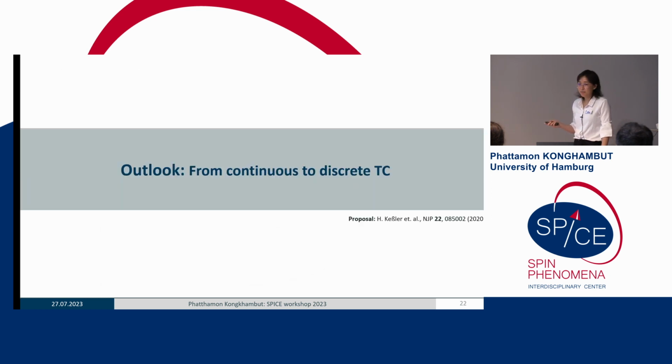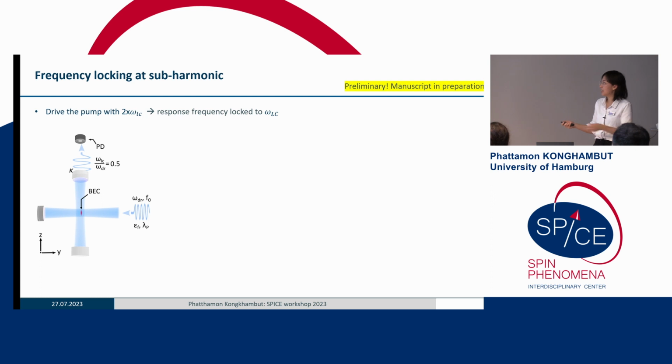So there it comes with the outlook, if I have time, which I have, right? So here from continuous, I can make it into a discrete time crystal as well on the same setup, but now we drive with twice the frequency. So here is just the same picture, but we pump in a different direction. But now my pump has a driving nature. So it's a sinusoidal drive with the frequency of omega driving with the strength of F0.